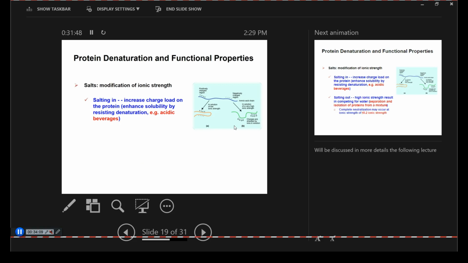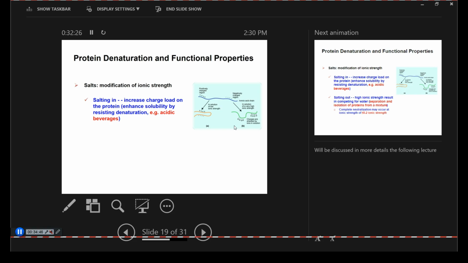So salt have two-sided effect, depending on the concentration and the type of salt. Not just the concentration, type of salt is very important. And also type of protein, because different proteins have different charges and they would interact differently with the salt. So a small concentration of salt actually helps solubilization of the protein. That's why if you take any protein beverage, you might see phosphate salt in there at a small concentration that is added to enhance solubility of the protein.